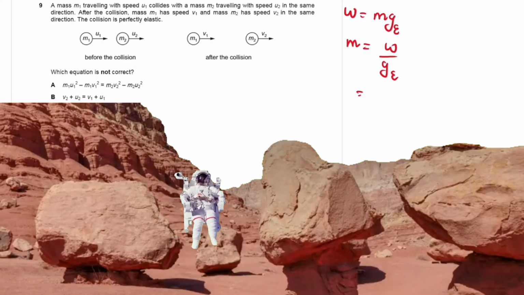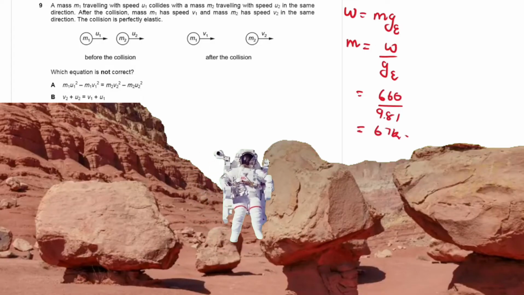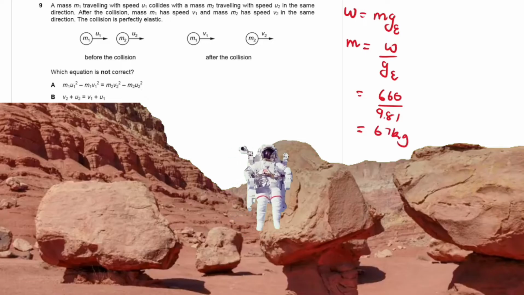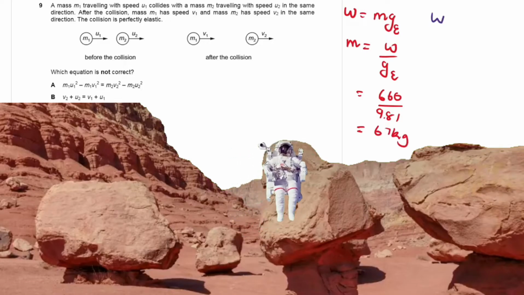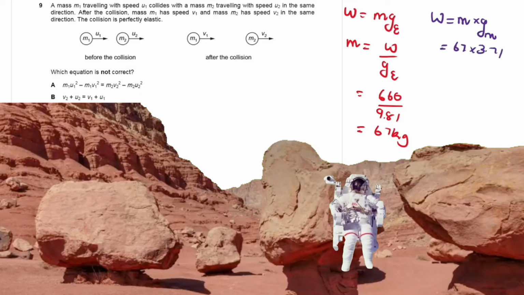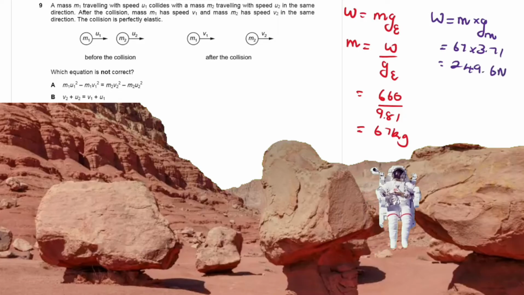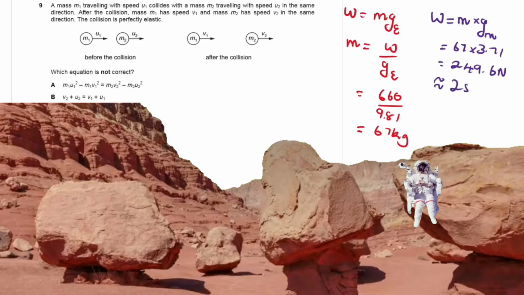So the mass of Mary would just be her weight, which is 660, divided by the g on Earth, which is 9.81, and this is going to give me 67 kg. So when you now go on Mars, the weight of Mary will now be the mass of Mary times the g on Mars, right? The mass of Mary is 67, the g on Mars is 3.71. This is going to give me 249.6 newtons, so this is just going to be approximately 250 newtons. So the correct answer has to be C.